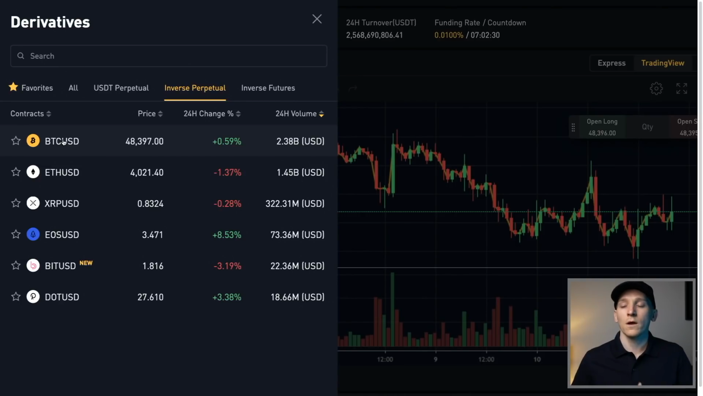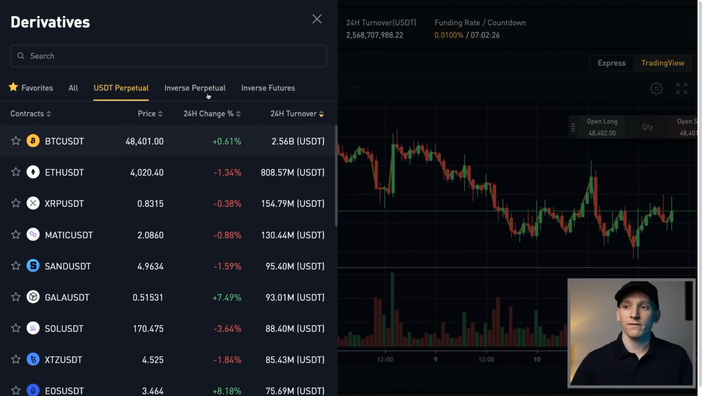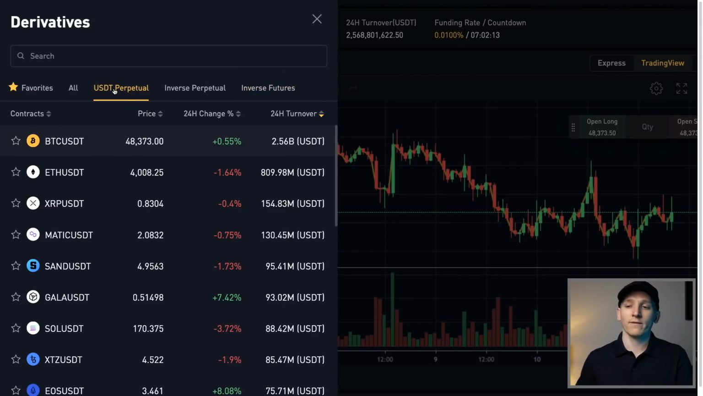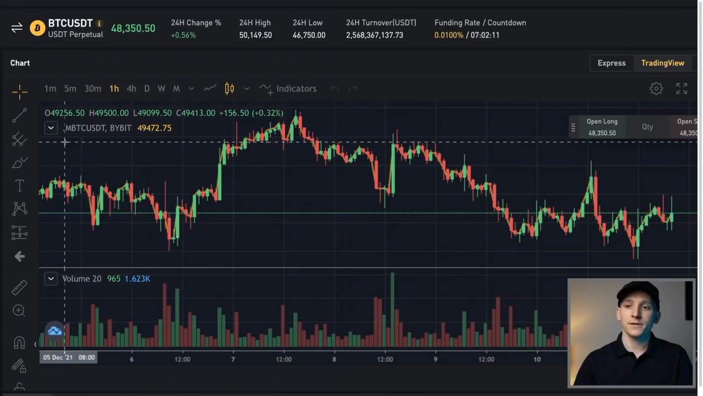It's like double trouble. So most people therefore use a stable coin to fund their bets. Inverse futures actually have an expiry date on them. So you can go and trade these if you like and actually trade towards an expiry date, but we're just going to stick with USDT perpetual right here and then just stick on Bitcoin.